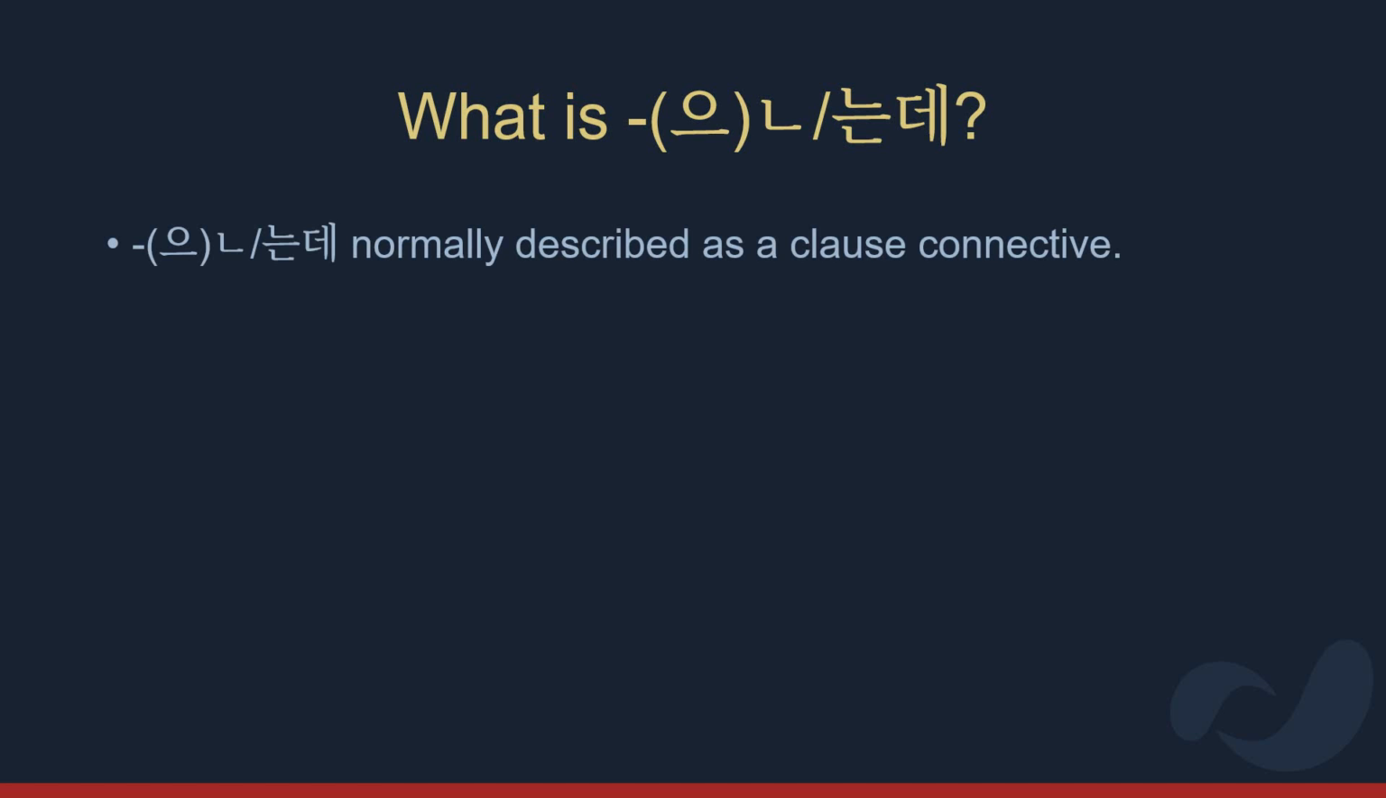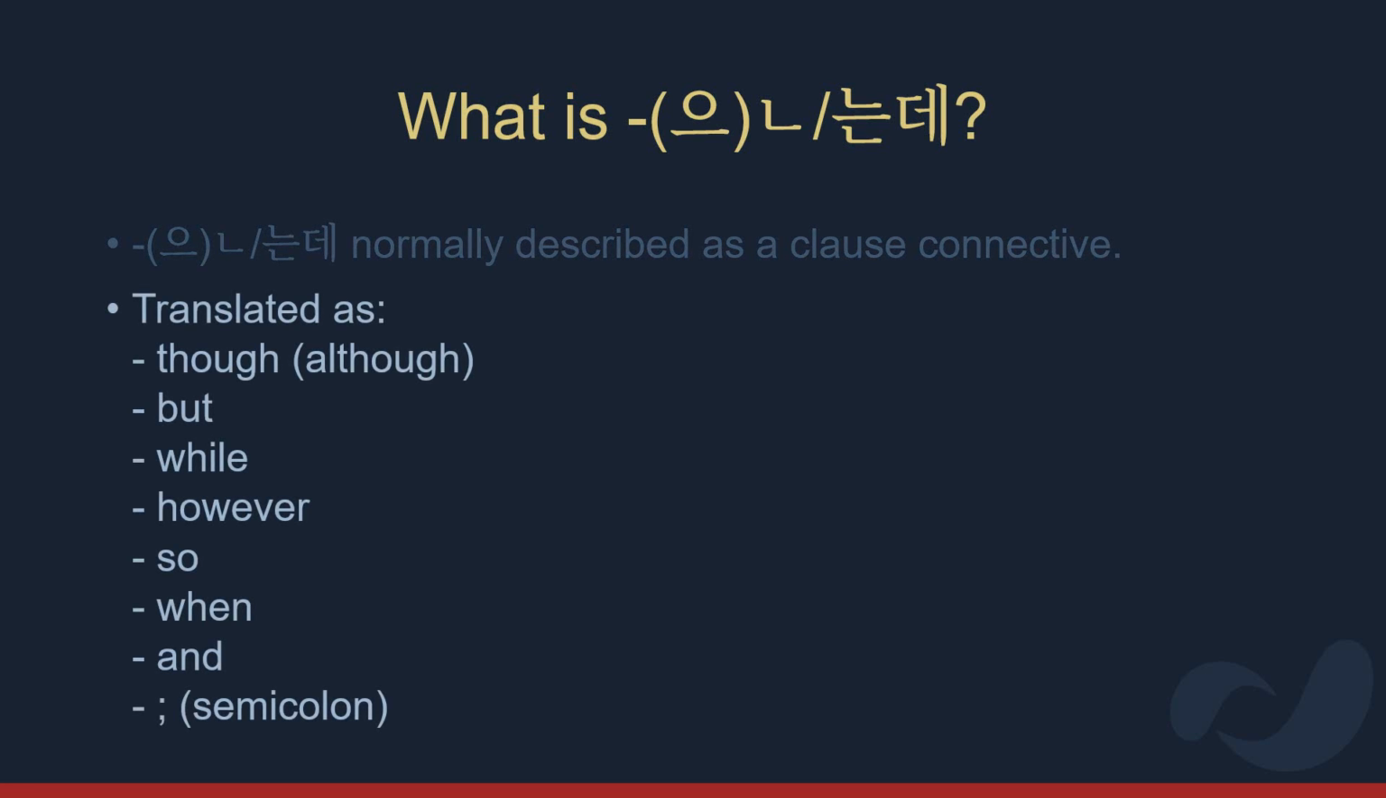Ninda is normally described as something which connects two clauses. It's normally translated as meaning though, but, while, however, so, when, and, a semicolon, and so on. How is it that this grammatical form can be translated in many different ways? The answer becomes clear when we see how and why it's used.